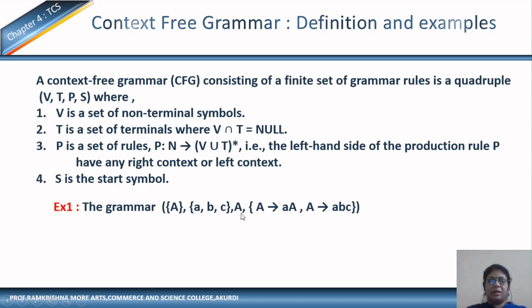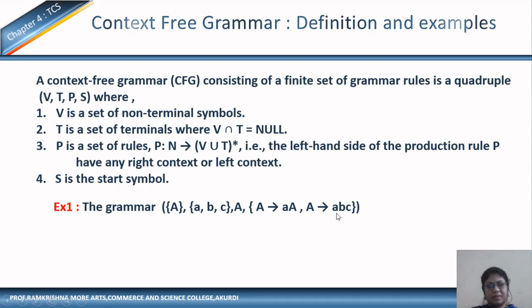As we know, the starting symbol should be from set B, and there is only one symbol in set B. So the starting symbol is A. And the last set is of the productions, which are of the form N gives V union T. We can see it is a combination of V and T, that is a capital A from set V and a small a from set T.